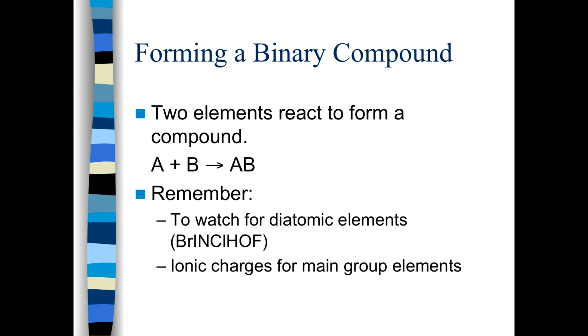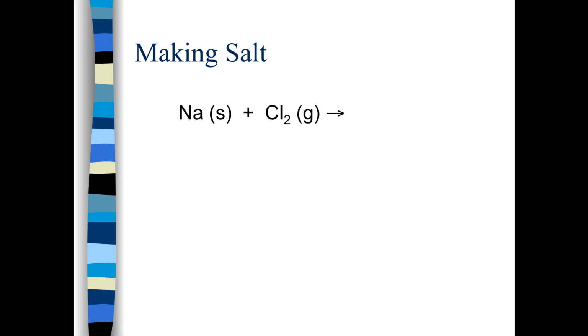Things to watch for: whenever elements are by themselves, a lot of the elements you can write as individual atoms, but there are the diatomic elements, the Brinkelhoff elements. And whenever you write the new formula, you do have to make sure you get the right charges to figure out what the correct formulas would be for those products. Okay, so for example, if we were making a salt, we have sodium, and we're going to react it with chlorine. What would that give you? The one thing you want to avoid is to just say sodium chloride.